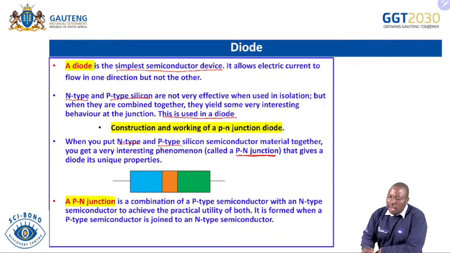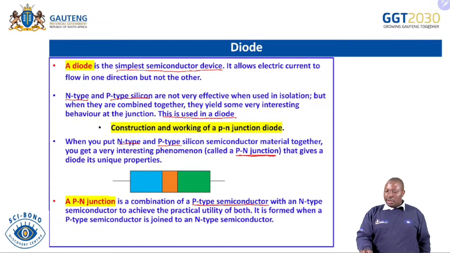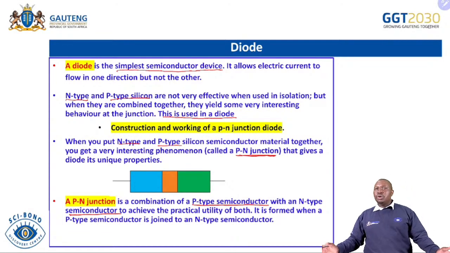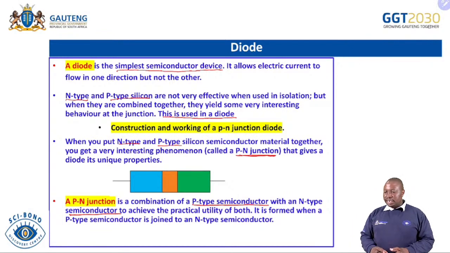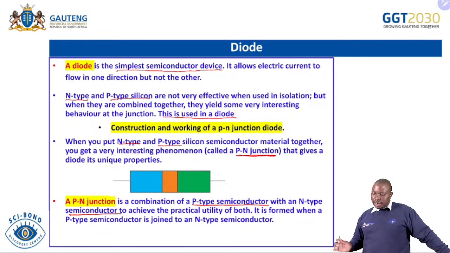Now we are going to combine both the P and the N to form the PN junction. The junction is a combination of a P-type semiconductor with an N-type semiconductor to achieve the practical utility of both. So we have the P-type on its own, we have the N-type on its own. If we bring them together, we'll get good results. Hence, we're going to construct and use this PN junction diode. It's a junction because we're joining them.